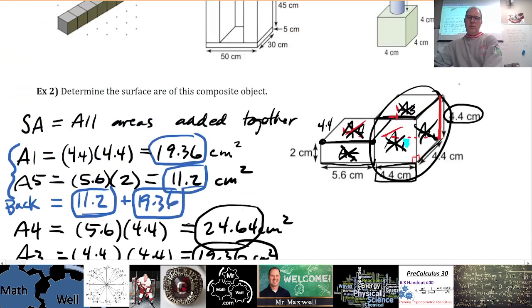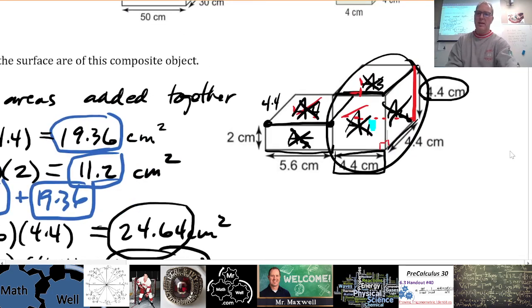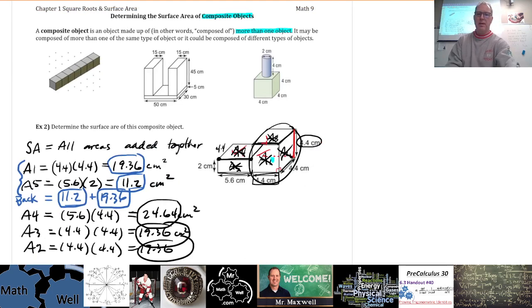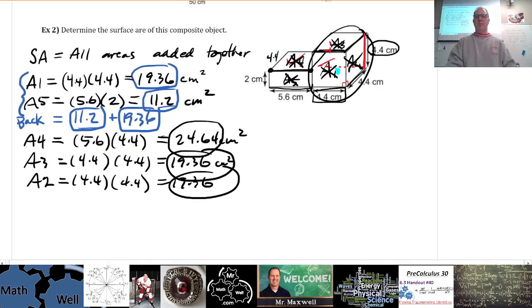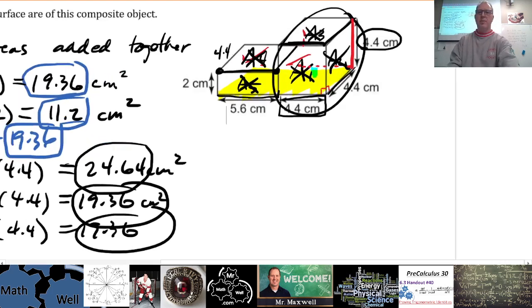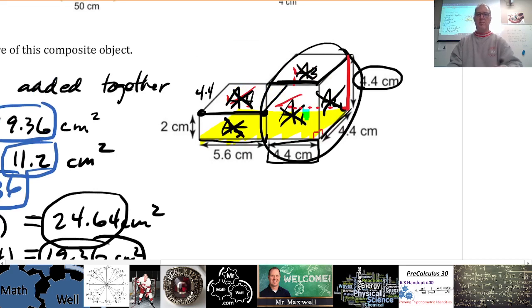All right, so what are we missing? Are we missing something here? I feel like we're not quite done yet, are we? Yeah, we're missing the bottom. Now, let's be smart about the bottom. What is the area of the bottom? We actually have already calculated it. We already have enough information for the area of the bottom here. What is that going to be? Anyone see on this diagram what that's going to equal?